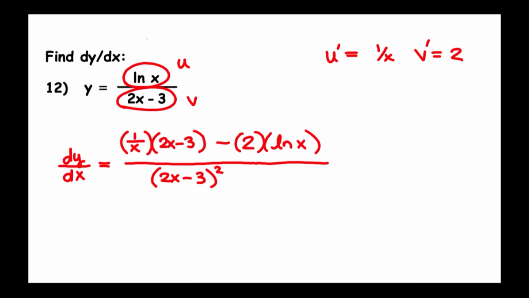All right, I don't like the fact that I have a fraction within a fraction, so I'm going to multiply the numerator and denominator both by x. Now keep in mind up top, this is a binomial, so this x has to go through to both terms. And then it'll give me a slightly better looking final answer. Here's what it is.